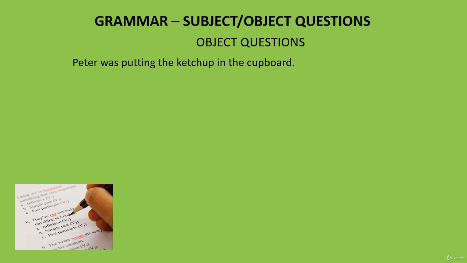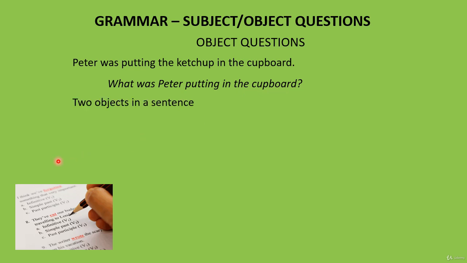Try to make an object question from this sentence. What was Peter putting in the cupboard? The ketchup becomes the question word what. Then we have the first part of the verb cluster, was. You see here we have two parts of the verb, was putting. Then we write the subject, then the rest of the verb cluster, then the rest of the sentence, if there is one.